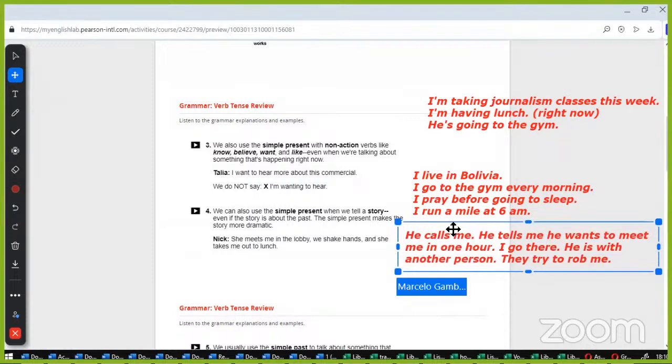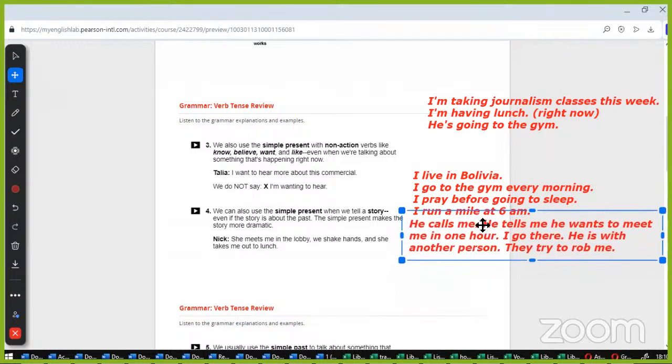Okay, then we can use it either when one of the speakers is talking, and also when the narrator is trying to tell the story in a book. Yes, I think so. He calls him. He tells him he wants to meet. I guess so. It depends on the tone. I think that you can use both of them. Let me think.